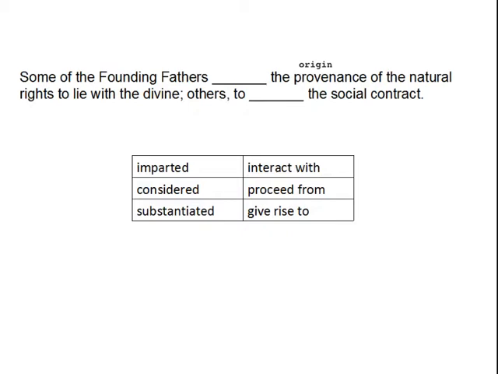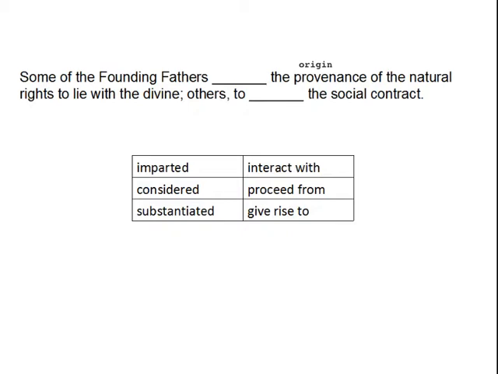And you might be scratching your head, and it would be important here to keep up the momentum and move on to the second blank if the first blank is too challenging. So we might be like, what can we do to the origin of the natural rights? Okay, so let's move on. Past the semicolon, pivot goes in the same direction. Others, okay, so some of the founding fathers are doing one thing with the origin of the natural rights, and others are doing something different with the origin of natural rights.